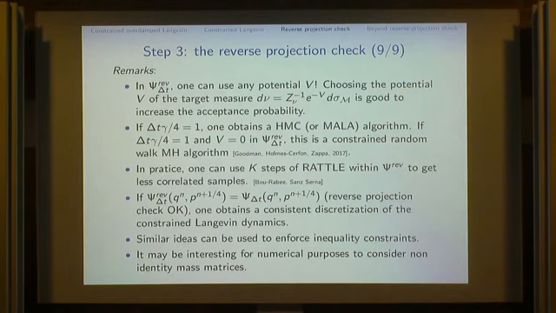I presented everything with only one step of RATTLE, but you can use smaller time steps, or maybe geodesic integration, as Ben would probably suggest, so that it's easier to stay on the manifold and I increase my acceptance rate. That's also something you can do. You can use exactly the same kind of ideas to enforce inequality constraints, something we were discussing this morning. And for numerical purposes, it may be interesting to consider non-identity mass matrices. I can elaborate on that with people who are interested.